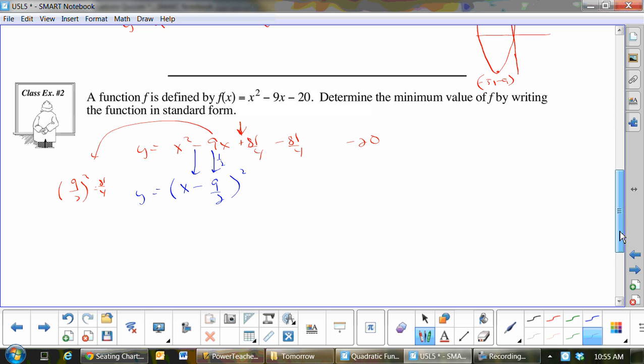1/4. Negative 161 over 4. What's the vertex? 9 over 2, comma, negative 161 over 4, because it's supposed to be plus q.